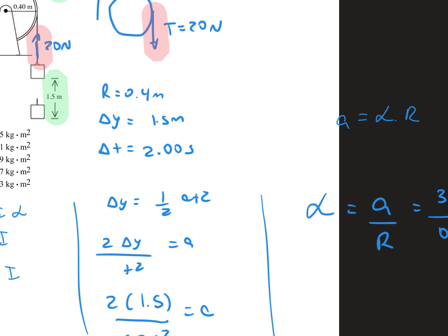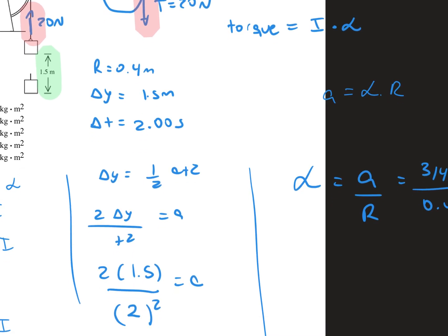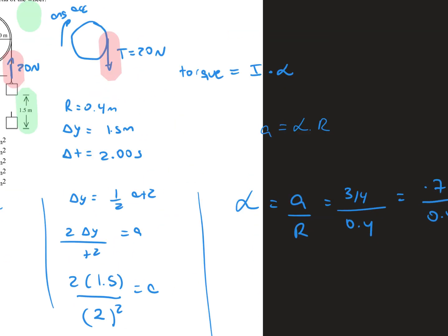Now there is an equation that we can use to find the moment of inertia, which is the torque being equal to the moment of inertia times the angular acceleration. So we can play around with the values step by step so we can find the moment of inertia. So first, the torque is also represented as tension times radius.